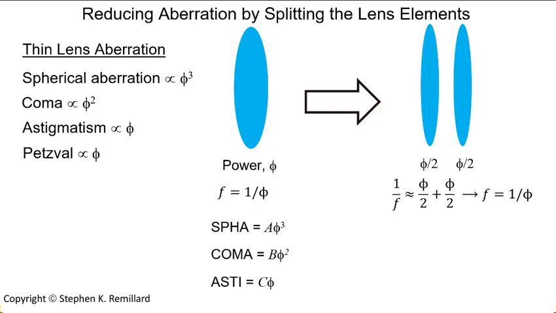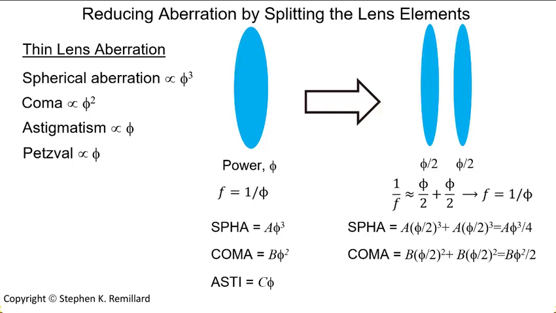Now, what's the benefit of that on image quality? Since spherical aberration goes as power cubed, each lens element produces 1/8 the spherical aberration that the original lens element produces. So with two of them, you've reduced the spherical aberration by a factor of 4. You've reduced the coma by a factor of 2. The astigmatism doesn't change, so you need to find other ways to minimize astigmatism, but those other ways are also available in the optimization procedures.